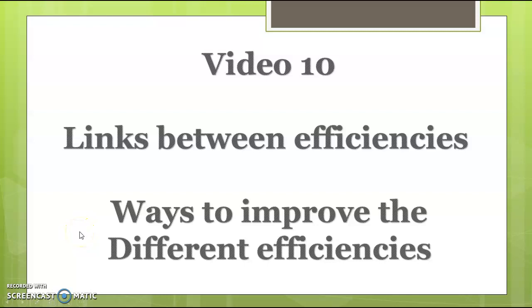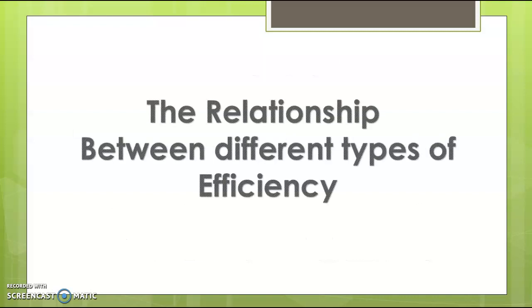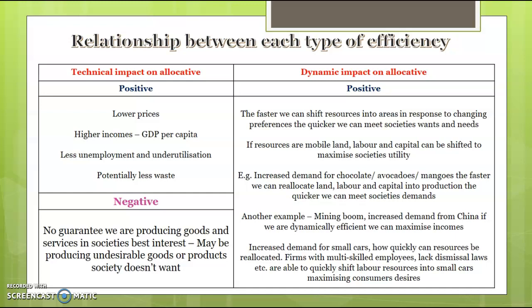Okay, in this last video, we're just going to have a look at some of the links between different types of efficiency, which we've kind of already started, and then looking at ways that the government and the private sector can intervene to try and promote the different types of efficiency. This will be the last video. So the relationship between different types of efficiency, again, we've sort of looked at this quite a lot, but we're looking at technical and allocative.